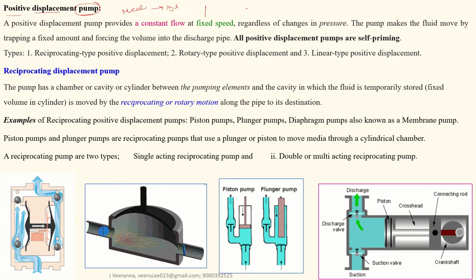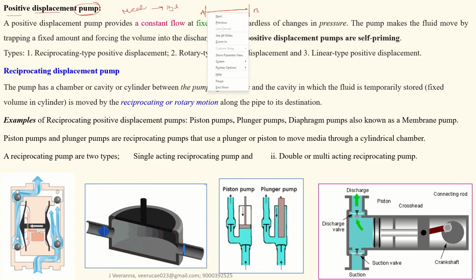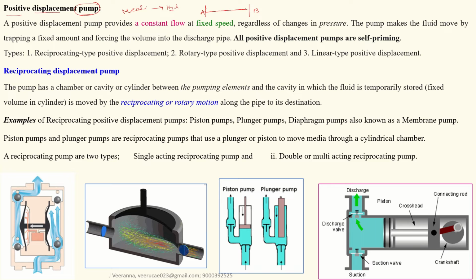Suppose in a fixed section, from point A to B, an object will move from A to B. Again it comes back from B to A, then moves from A to B, and again comes back to A. So the distance it moves only between A and B is called displacement.